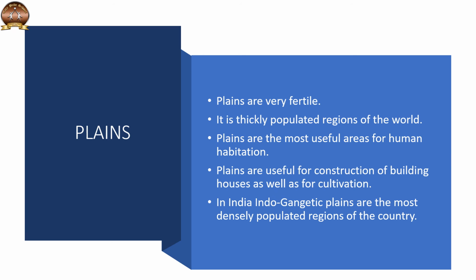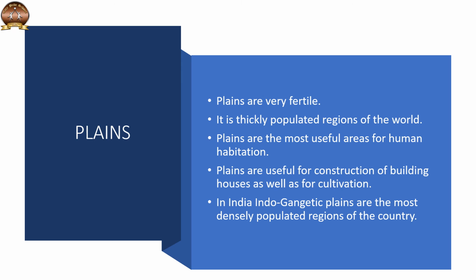Generally, plains are very fertile. Construction of transport network is very easy. These plains are very thickly populated regions of the world. Some of the largest plains made by the rivers are found in Asia and North America. For example, in Asia, these plains are formed by the Ganga and the Brahmaputra in India.